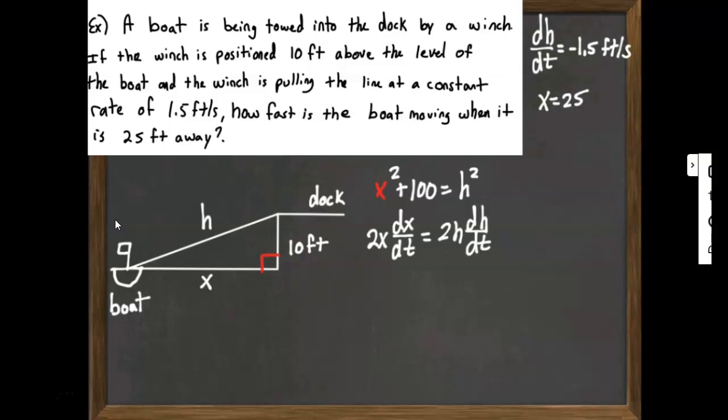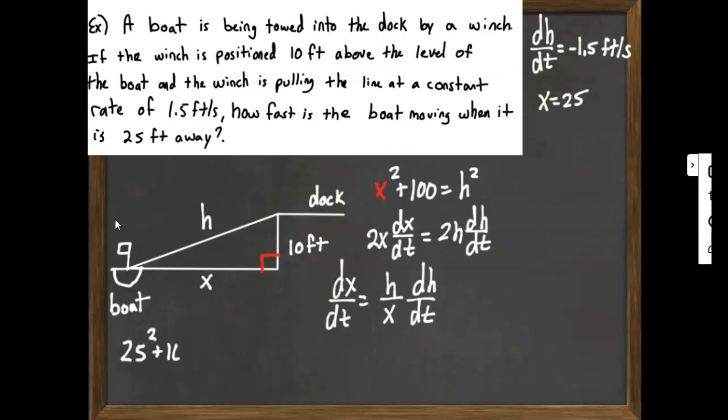You can see we're looking for dx/dt. We know dh/dt, that's negative 1.5. So we're going to divide both sides by 2x to get dx/dt by itself. We get 2h over 2x, so the 2's cancel out, and we just get h over x times dh/dt. So you see, we do need to know what h is.